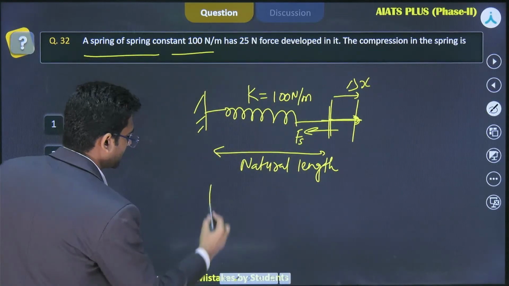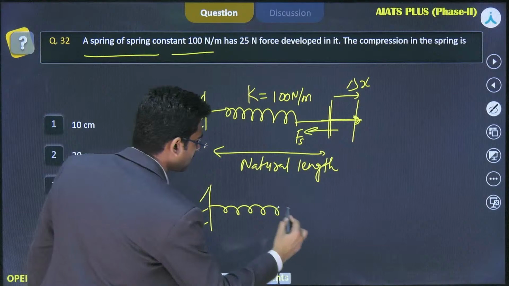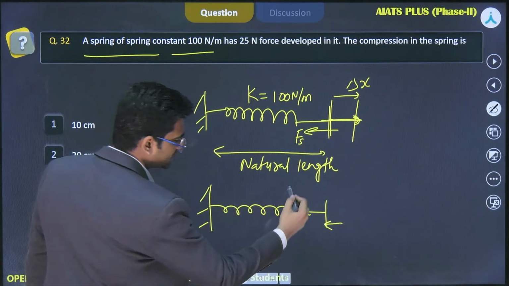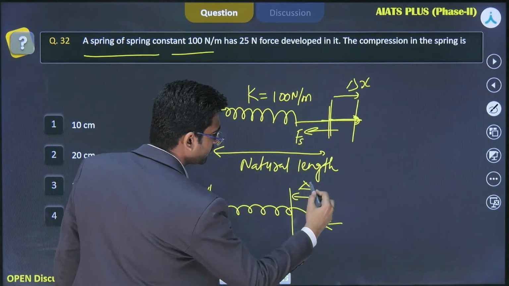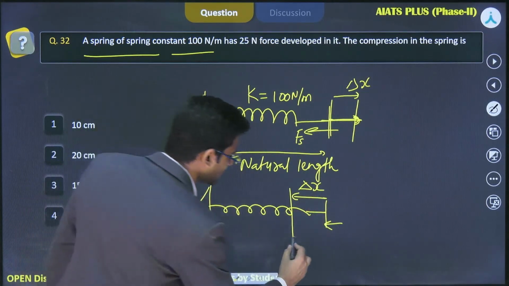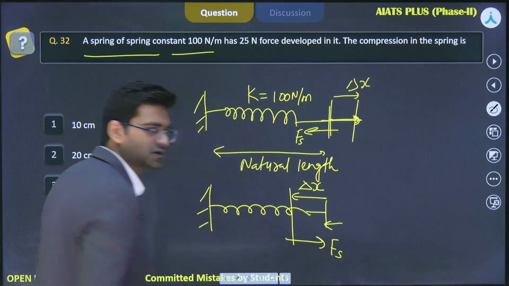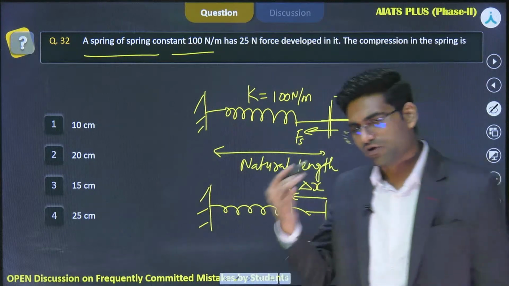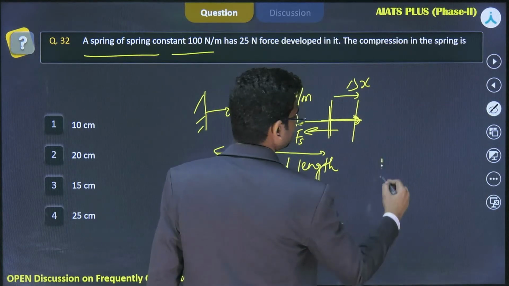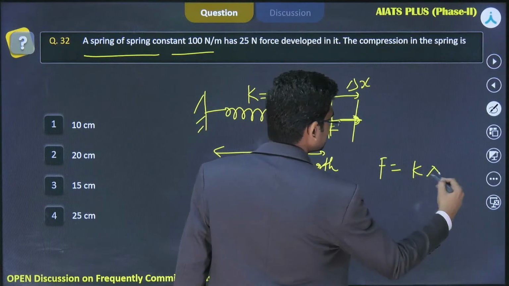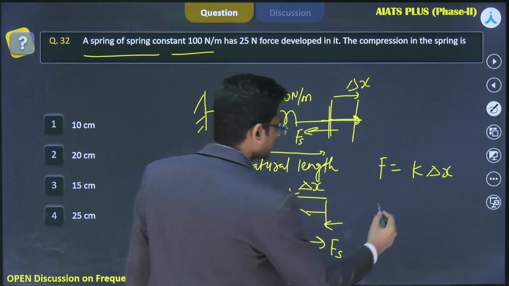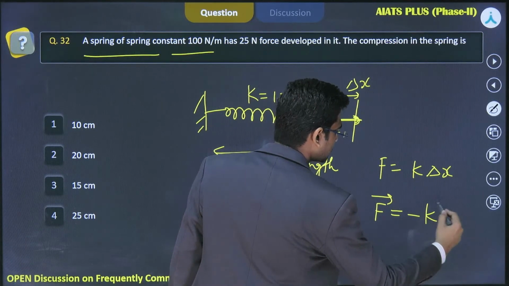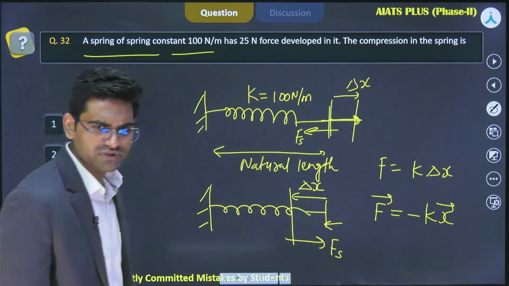Again, if this is the natural length and you press it like this, its length will become like this. So the deformation is this, and the spring will apply force in this direction. It will try to again go to its natural length. The formula is exactly the same, and the magnitude of the force is k into delta x. Or if you want to write it in vector form, it can be written as minus k x vector or delta x vector. Again the same thing.